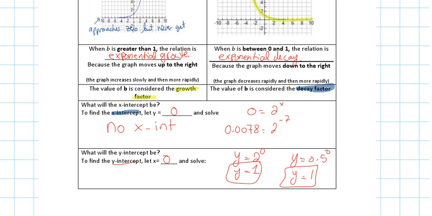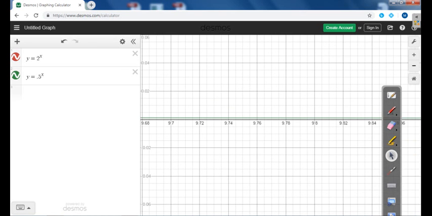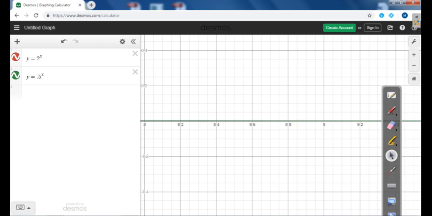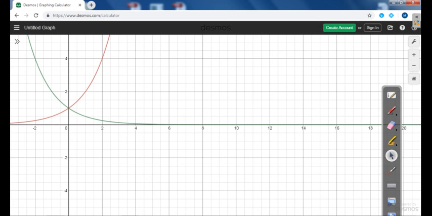Again, this will change once we have an initial value other than 1. But in this case, I don't have any transformation, right? If you look here, your y-intercept for both of them is at 1. You guys see that? Yep. All right.